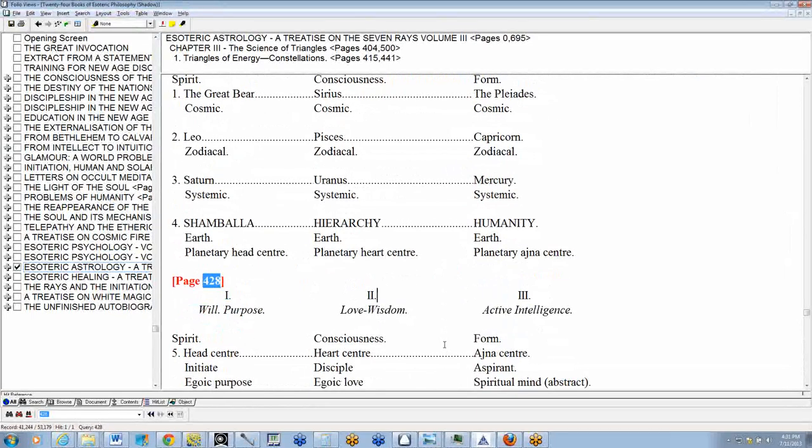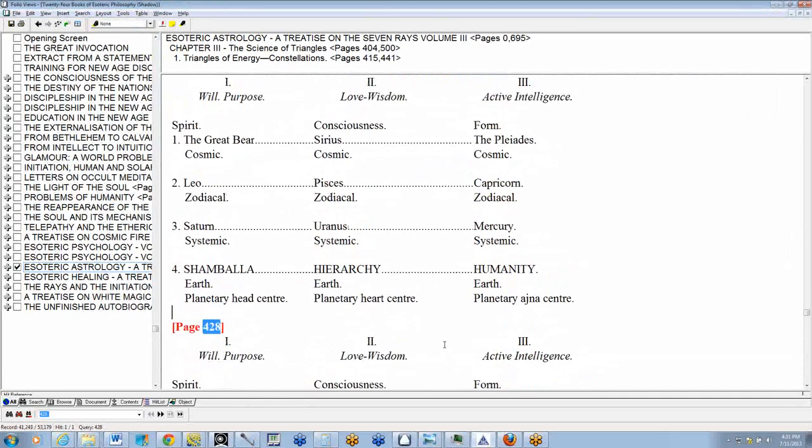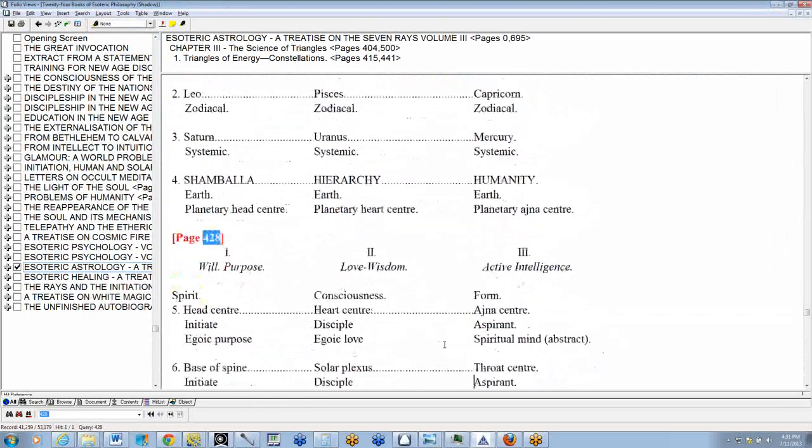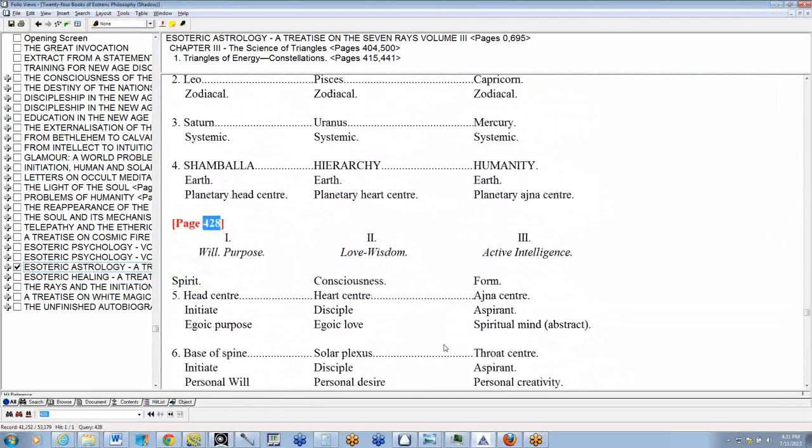Will, purpose, love, wisdom, active intelligence. Let's see if it says that. Yes, it's the same. And we have some triplicities, spirit, consciousness, form, okay. Then the head center of man, the initiate. He is an initiate in this first line. The heart center, he's the disciple. The initiates are ruled by the head, and the heart in the head, and the disciples by the heart center, though it does have a Buddhic connection.